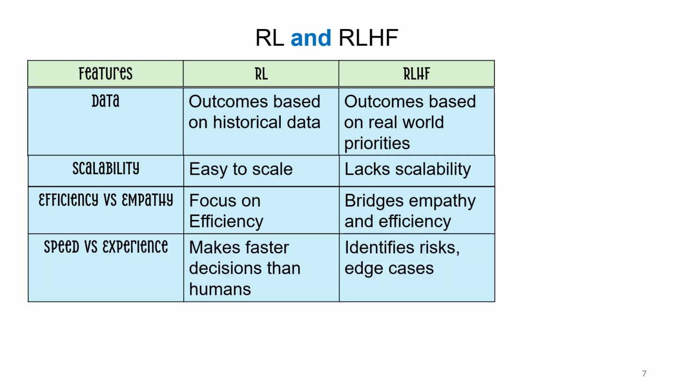Speed and experience. RL focuses on speed. RL can make faster decisions than humans, but RL has historical data. It cannot consider the risk factors and edge cases to align with the situation and the context. RLHF focuses on the situation and context, analyzes risk and edge cases, and with this experience, RLHF provides outcomes.